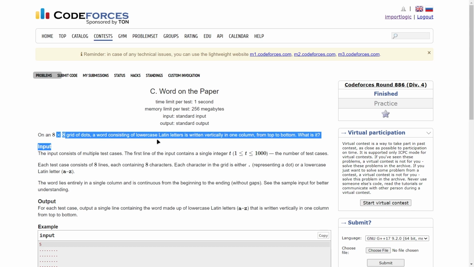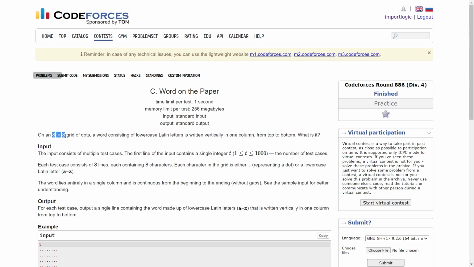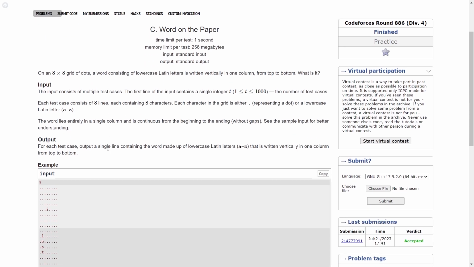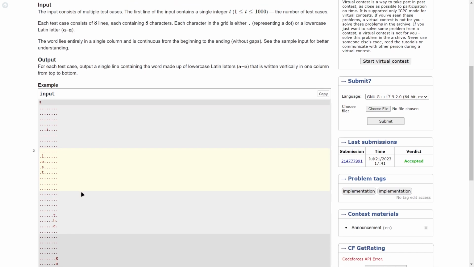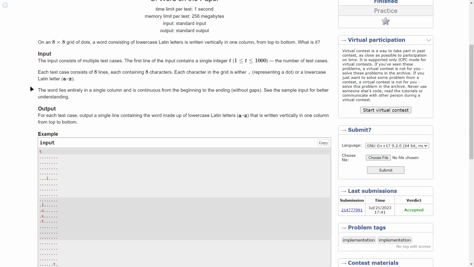This particular problem is also very simple. It is just saying that we have been given an 8 by 8 grid of dots and we have to print a word, right? And that particular word is present in this 8 by 8 grid. Also, that word is present in a special manner. So they have mentioned it here. The word lies entirely in a single column. It is continuous from the beginning to the ending without any gaps.